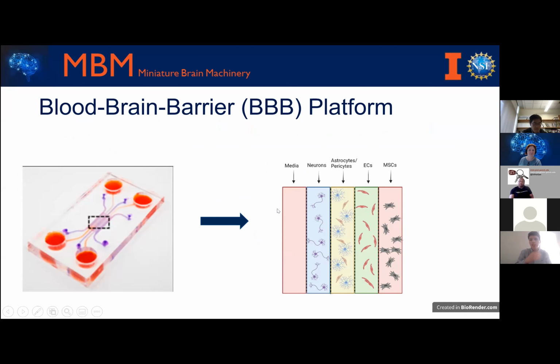Now, in this chip, we seek to partially recapitulate the blood-brain barrier by facilitating a co-culture of blood-brain barrier constituents, namely endothelial cells, astrocytes, and pericytes. In addition, we also see neurons, as well as our MSCs, all in a 5-channel microfluidic chip. Importantly, we see our MSCs in the channel adjacent to endothelial cells because we utilize these MSCs to promote the formation of endothelial cell vasculature.